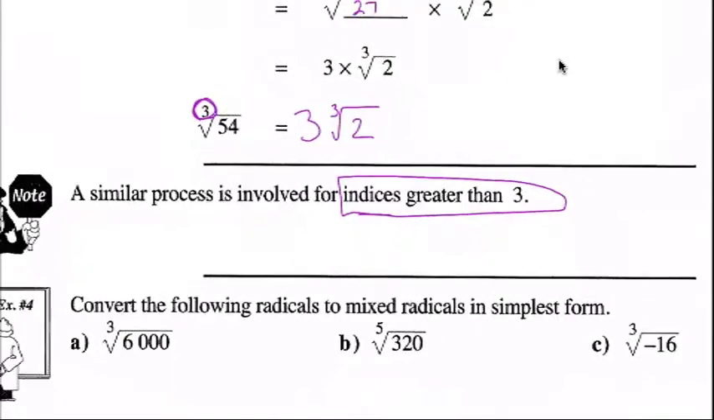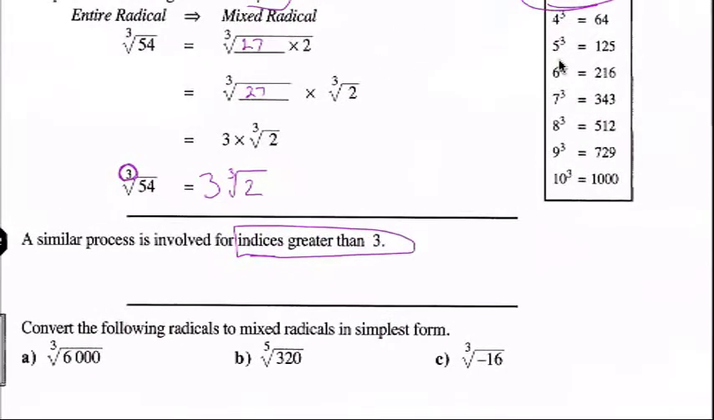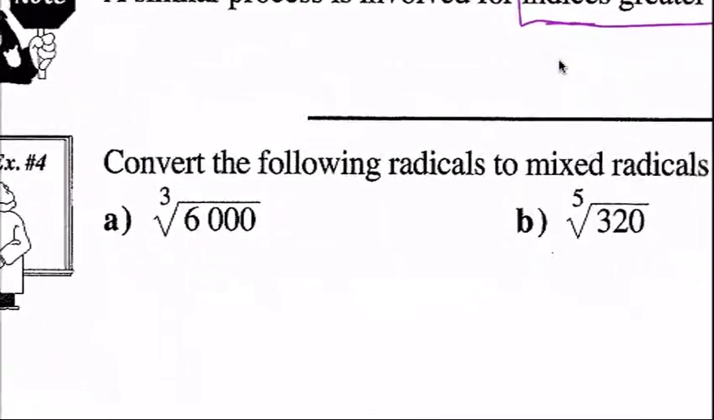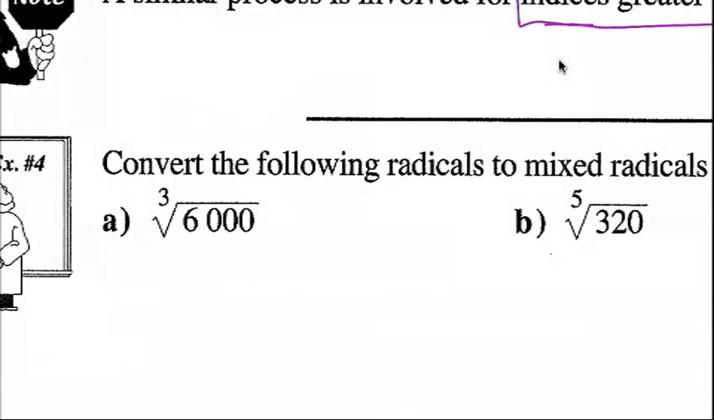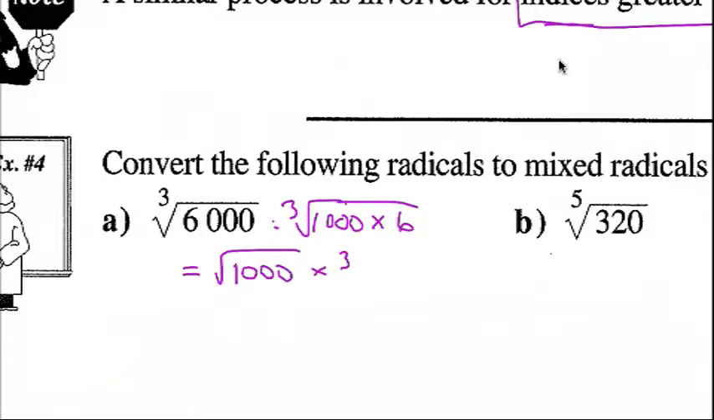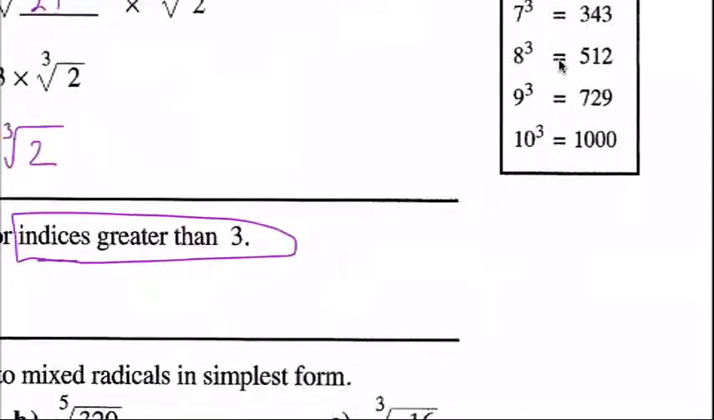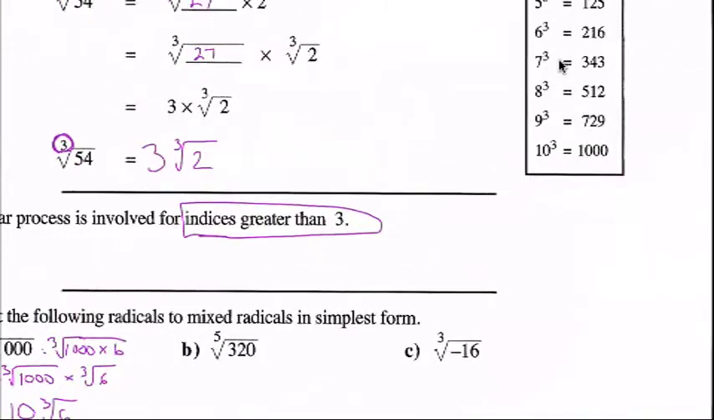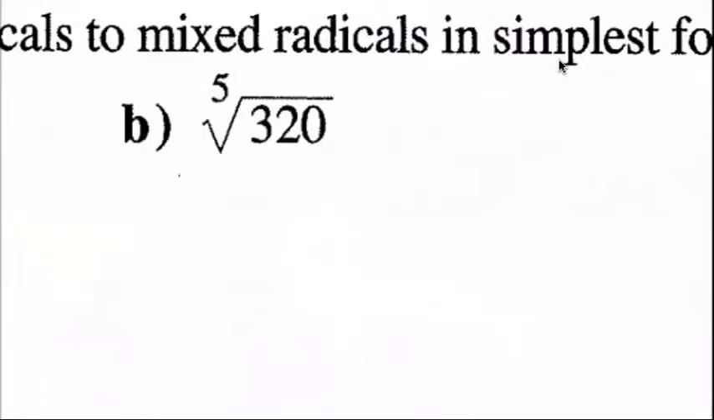Okay. So the cube root of 6,000. Oops. Cube root of 6,000 is our example 4a, which I know is the cube root of 1,000 times 6, which is the cube root of 1,000 times the cube root of 6. And the cube root of 1,000 is 10. So this is 10 cube root 6. Now that one's not too bad. It's pretty easy because 1,000's on our chart. We can remember that. But for 320, our chart is cubes. It's not fifth roots.